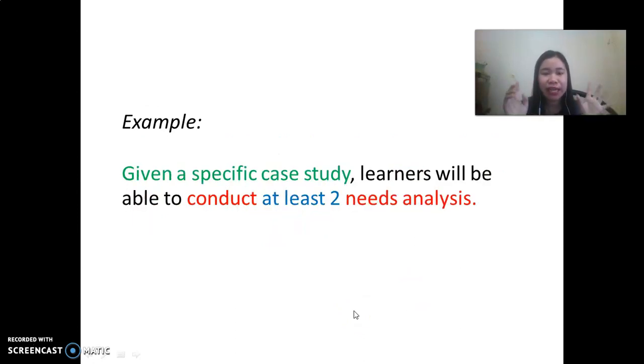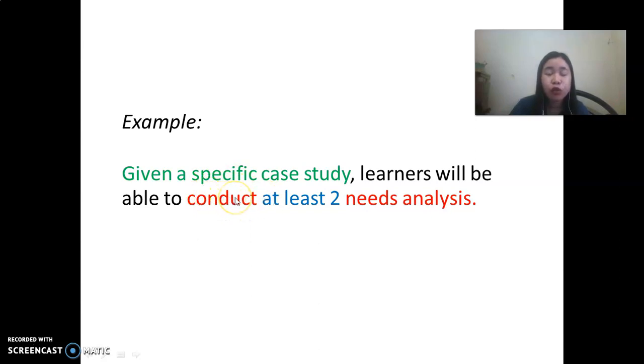Given a specific case study, learners will be able to conduct at least 2 needs analysis. Okay, so if you can observe, pwede siya maputol na, okay, ganito siya. Let's start with this one. Given a specific case study, this is the condition. Kasi given, ito yung pwede mong ibigay, and then learners will be able to. Ano yung kasunod? Behavior. Ano yung behavior? Ano yung pwede nilang i-perform?